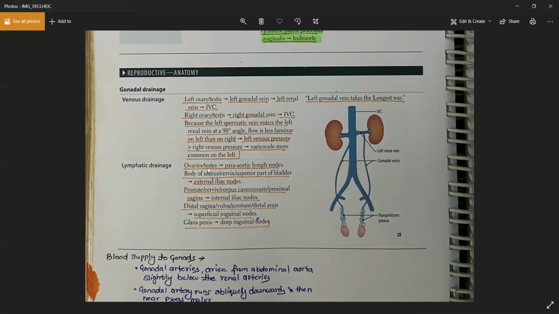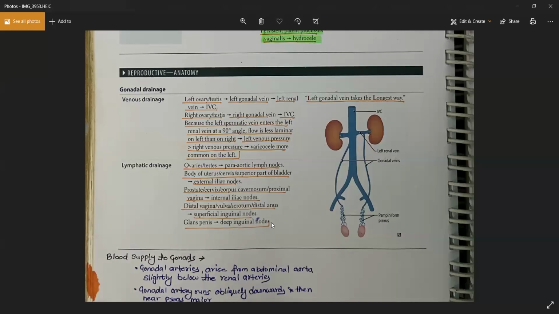See, I told you that all of the structures which are visible below the umbilicus will always go first into the superficial inguinal lymph nodes, right? Then the superficial inguinal lymph nodes will go into the deep inguinal lymph nodes. There are 2-3 exceptions. The first one is the penis. It directly bypasses the superficial inguinal lymph nodes and drains into the deep inguinal lymph nodes.